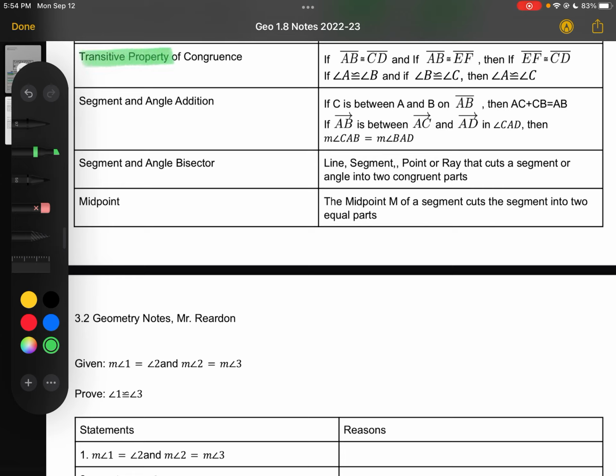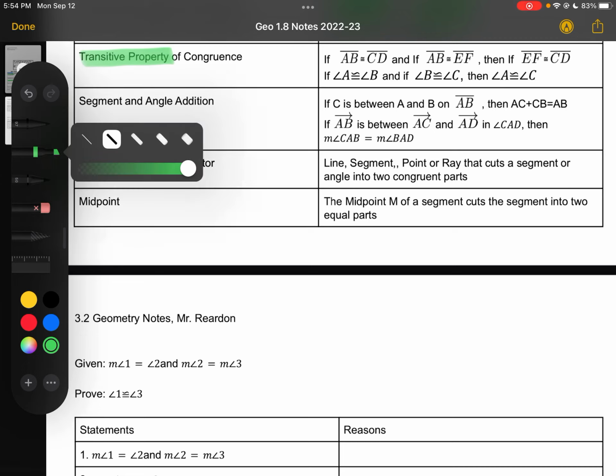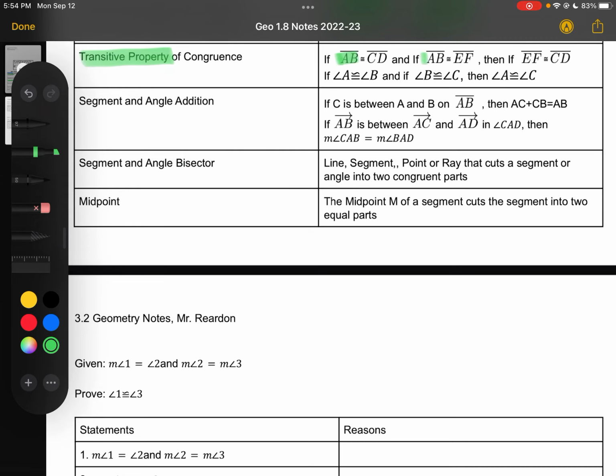Next one, transitive property of congruence. So transitive property, and I'll color code this to make it more obvious. Basically what this is saying is that if something like AB is equal to two different things, so if AB is equal to two different measures, so CD and EF, what this tells us is that in this case, if green equals red and green also equals blue, because green is the same, then we can go ahead and put blue and red together. So because AB is equal to both of these, we also know that they're equal to each other.